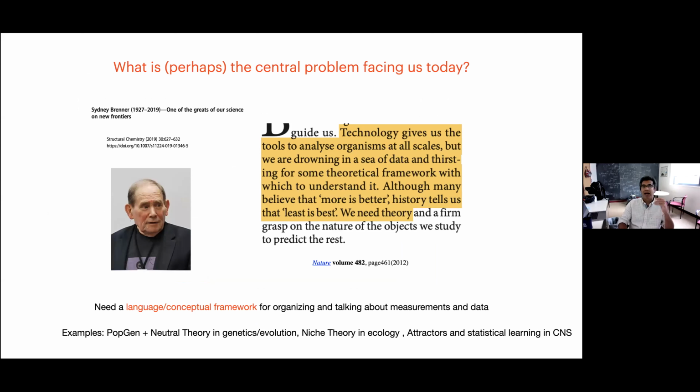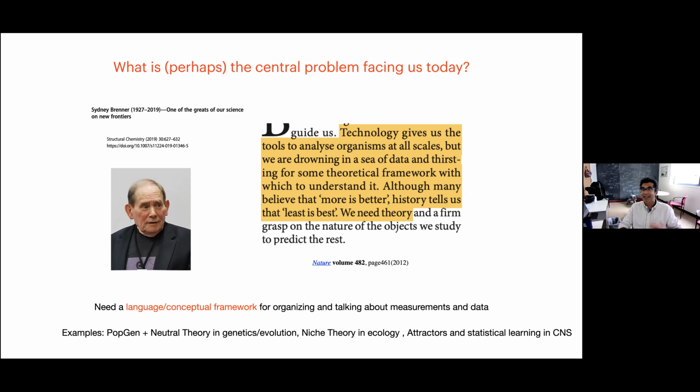So at least in my view, what is perhaps the central problem facing us today was summarized by this very nice article by Sydney Brenner in Nature in 2012, and he was really talking about Alan Turing. As most of you probably know, Sydney Brenner was one of the pioneers of molecular biology, but he has this quote that I really like, which says, "Technology gives us the tools to analyze organisms at all scales, but we're drowning in a sea of data and thirsting for some theoretical framework with which to understand it. Although many believe that more is better, history tells us that least is best. We need theory and a firm grasp on the nature of the objects we study to predict the rest."